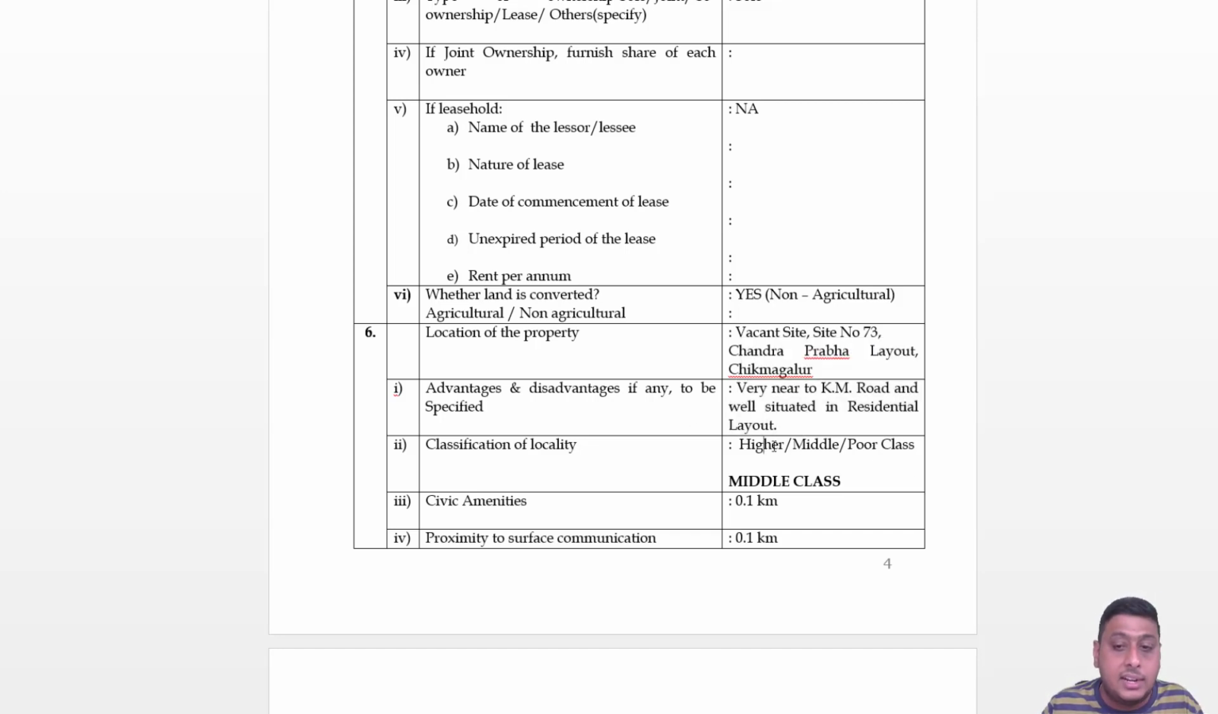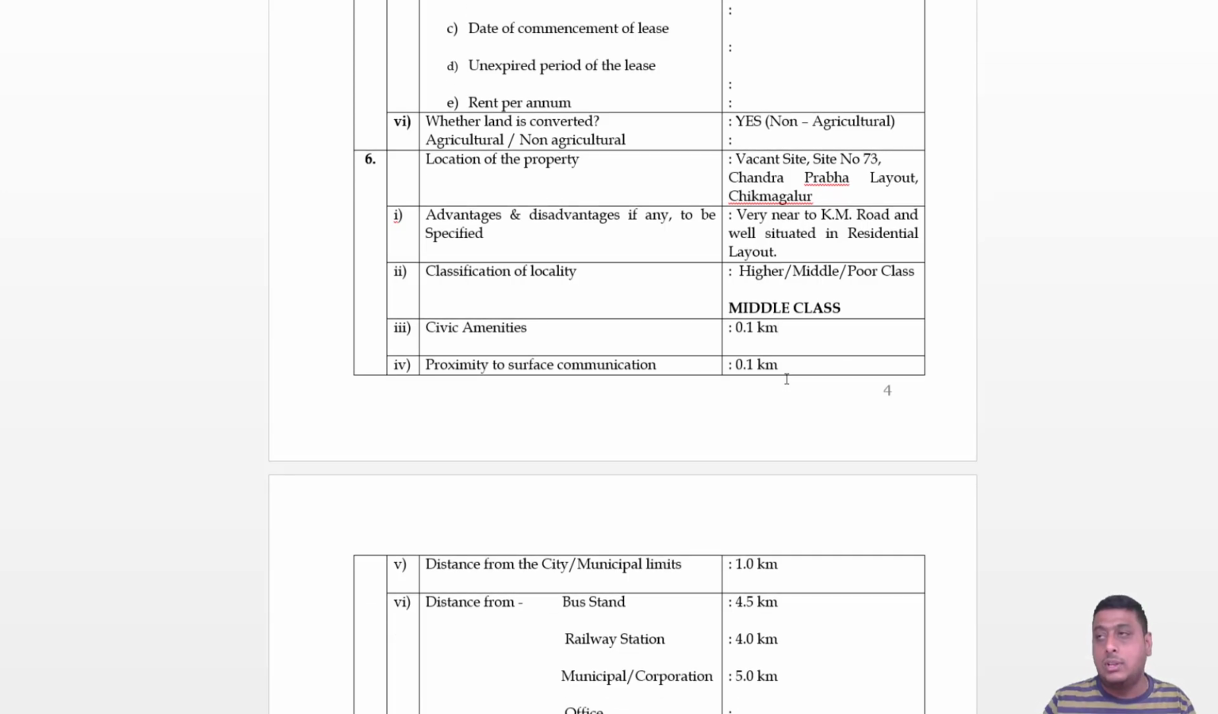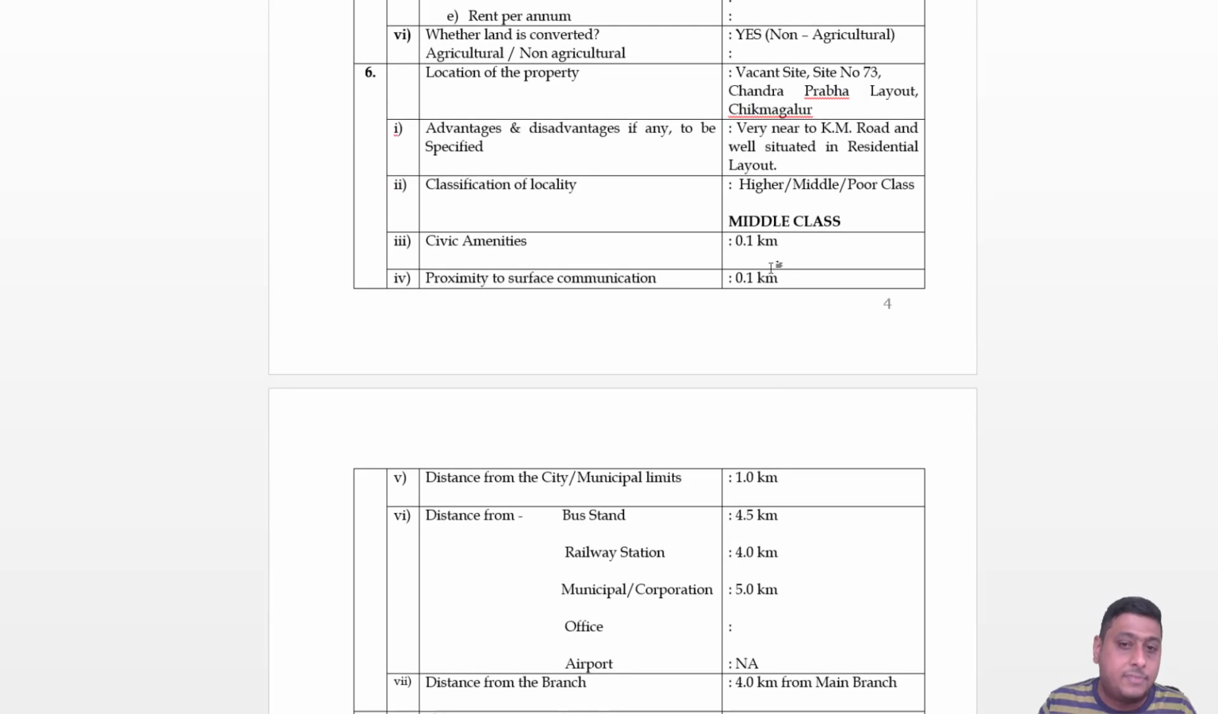The class of the locality, whether it is higher class, middle class, poor class, or whatever it is, we have to mention it. Civic amenities, like if I want to go to a shop, or to a medical shop and all those things, at what distance? Generally, we'll mention 100 meters. Okay, we'll actually see when we go to the site, when we do the inspection. Surface communication: the road is next to the site.